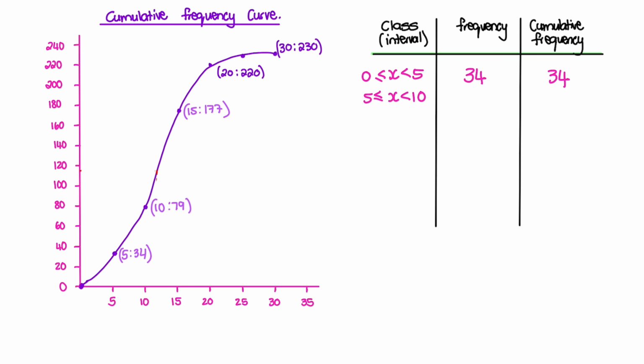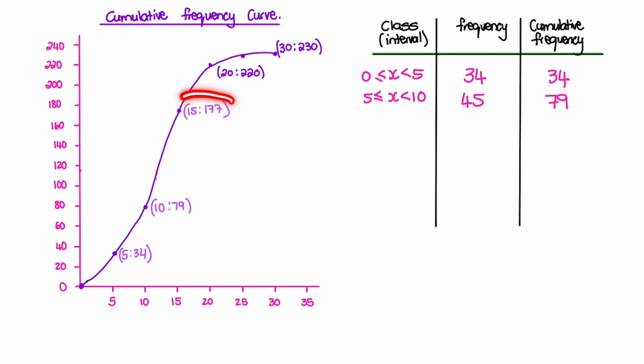So we need to be careful. The frequency is not 79. The cumulative frequency is 79. So in order to find the frequency, I would say 79 minus 34. And that is equals to 45.